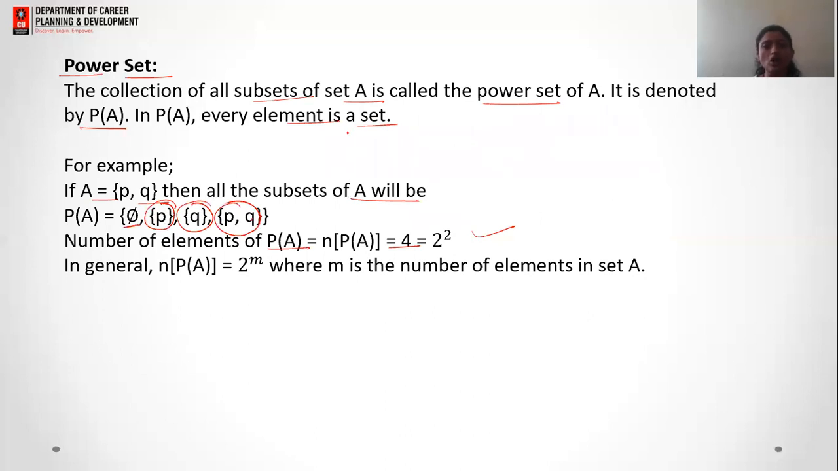The collection of all the subsets of set A is called the power set of set A. And here the total number of subsets of the set A comes out to be 4. It means in the power set of A, there are 4 elements. So in general, when you have to find the power set of a given set, we can find the number of elements by 2 raised to the power m, where m is the number of elements in the given set. And in the given set, the number of elements is 2, P and Q. So 2 power 2 means 4 elements will be there in the power set of the given set A. So this is known as the power set.